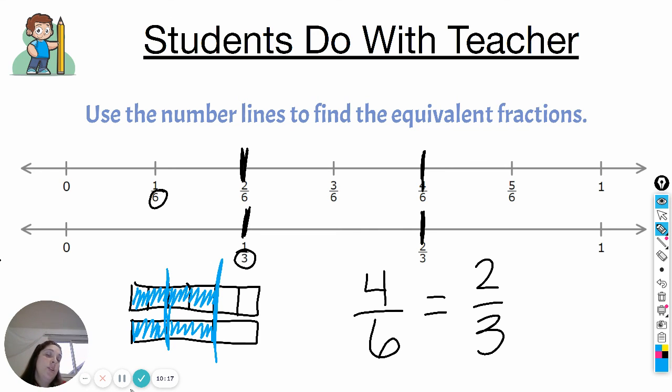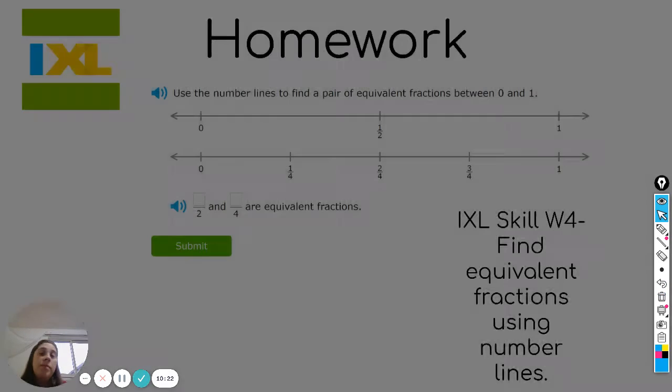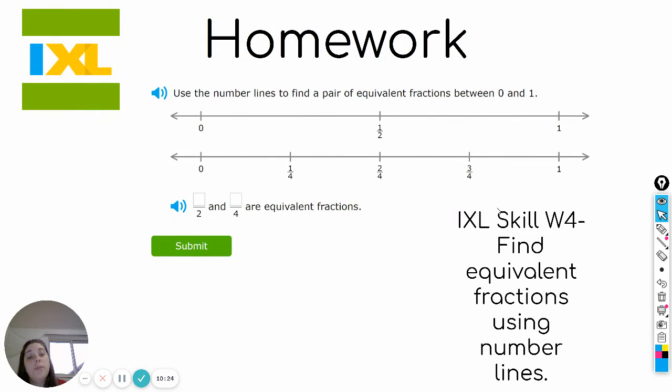Okay, let's go ahead and take a look at what your homework's going to be. On Excel skill W4, find equivalent fractions using number lines. So you can see it says use the number lines to find a pair of equivalent fractions between 0 and 1. It gives you the 2 number lines, and then you have to fill in the fractions that are equivalent. So in this case, 1/2 and 2/4 are equivalent fractions because they come to the same spot on the number line. Go ahead and get started.